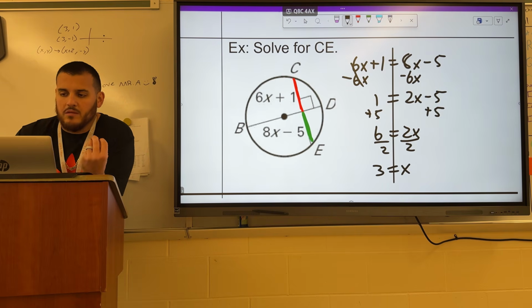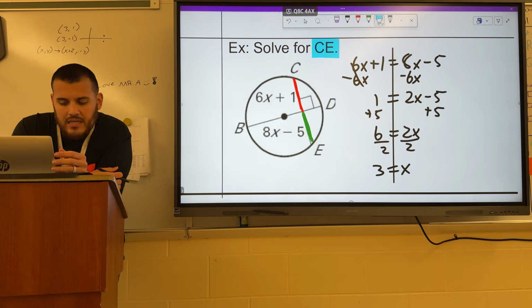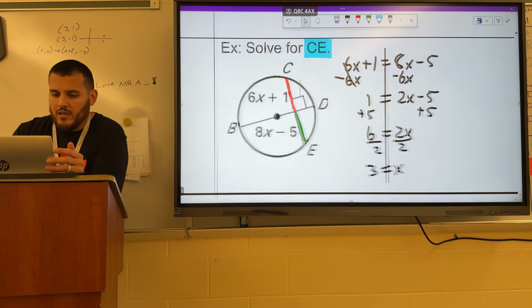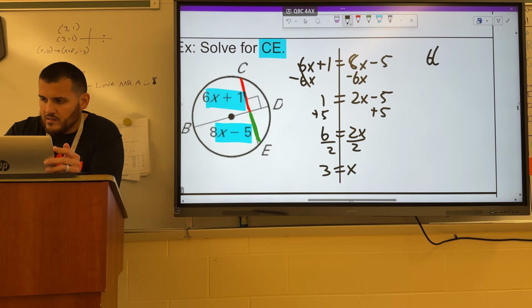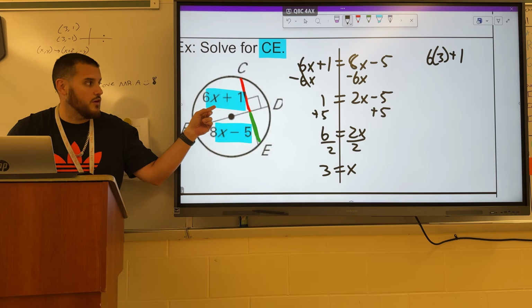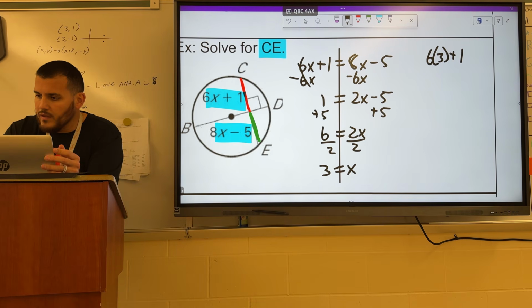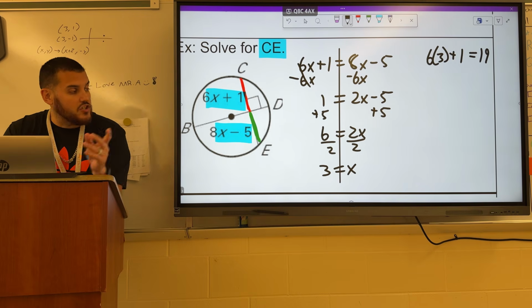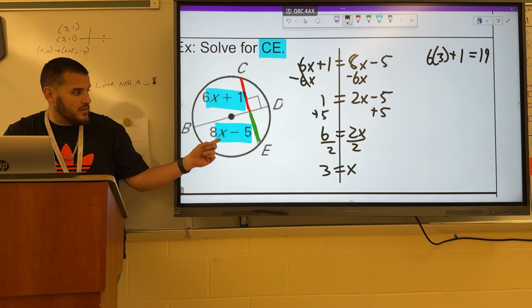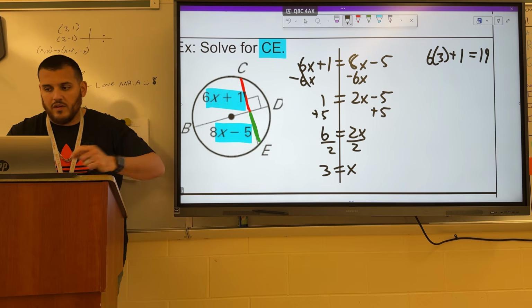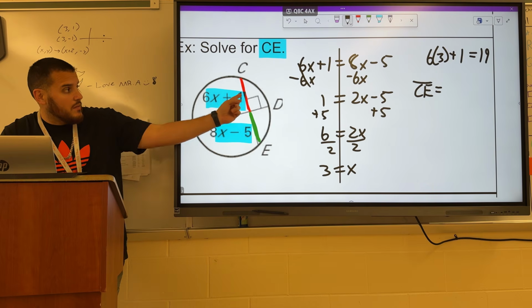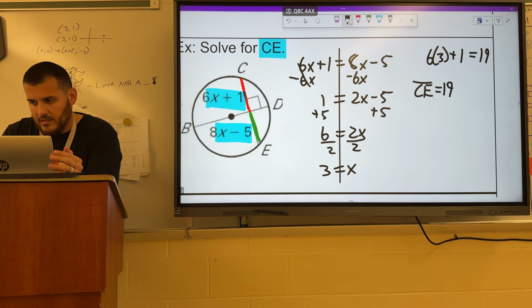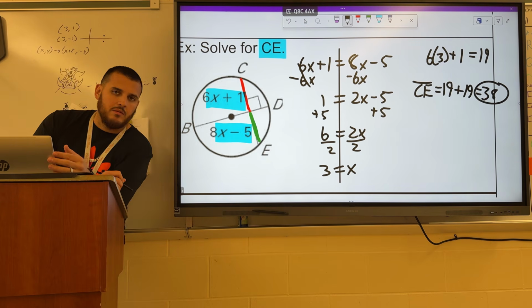And this question is asking me to solve for the length of CE. So I need to plug this into those expressions to get my length for CE. If I do 6 times 3 plus 1, that's for this part here, I get a length of 19. And I should get the same measure here. If I do 8 times 3 minus 5, 8 times 3 is 24, minus 5 also gives me 19. And so CE is just the sum of that 19 and this 19. 19 plus 19 gives me 38 units for segment CE.